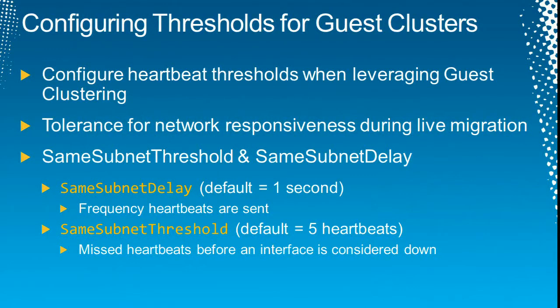So thresholds. If you're configuring a guest cluster, one thing you may want to do is look at the thresholds for heartbeating between the nodes in a cluster. If you're going to be live migrating a VM from one node to another, there's this little blackout period I talked about earlier. You may want to increase the thresholds of a guest cluster so that we don't detect those little periods where a VM is unavailable because it's being migrated. You can increase the thresholds just to make sure you don't have any false failures. That's kind of the key point on this slide.